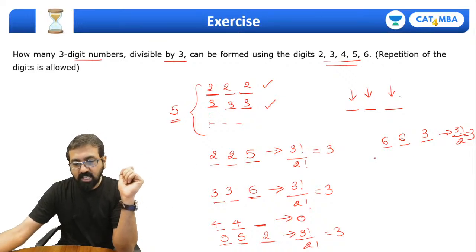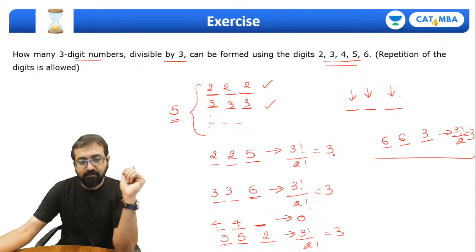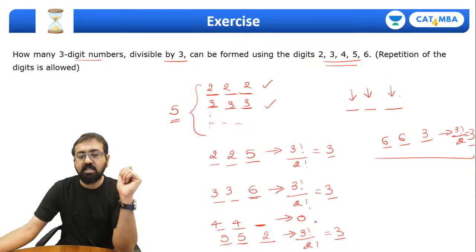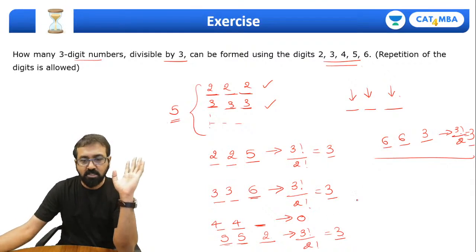So up to this, how many numbers have we got? 5 plus 3 is 8, plus 3 is 11, plus 3 is 14, plus 3 is 17. So we have got 17 numbers.